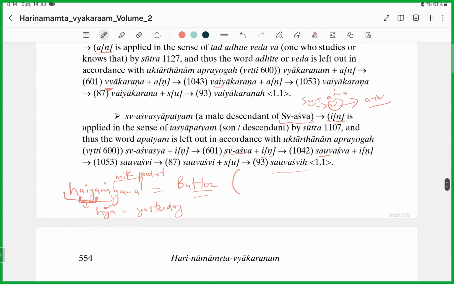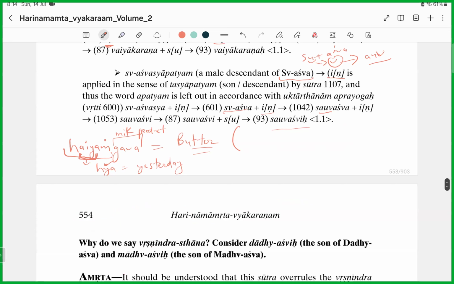Again, I don't really think this is the complete understanding, or maybe Jiva Goswami may be clarifying it later. Like here, if we take this word, which means yesterday, there is no breakdown for this, right? There is no Sandhi Vichhed, splitting up of Sandhi here. But still, this year Rama becomes this.